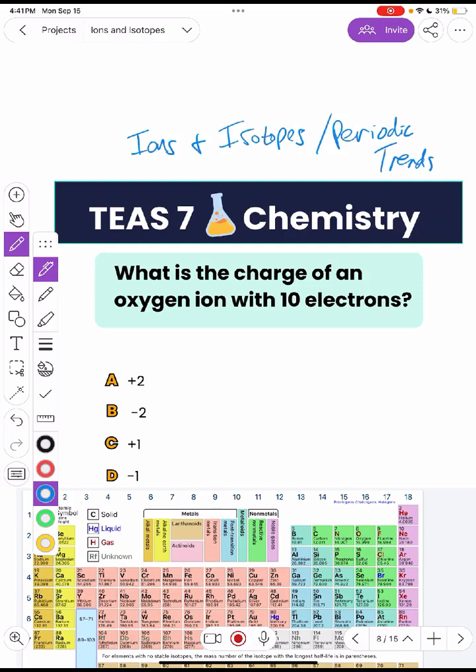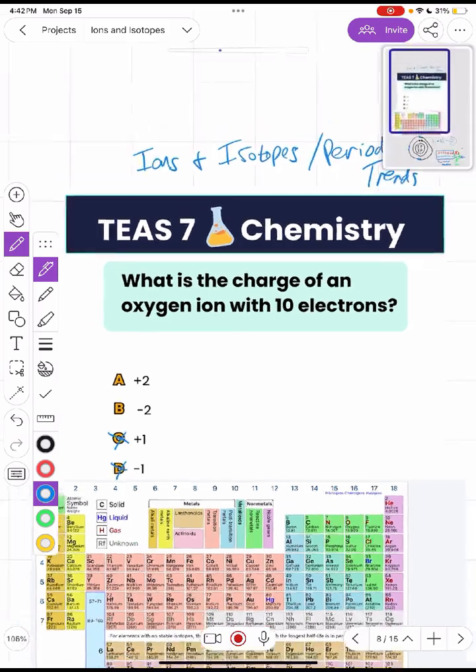Now, what I love here is I don't see anybody who picks C or D. We know it's going to be a 2. The question is, is it a positive 2 or a negative 2? Well, let's see.